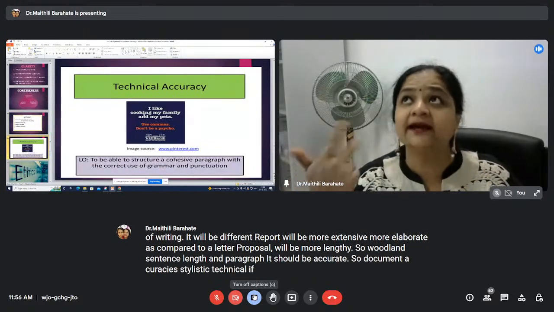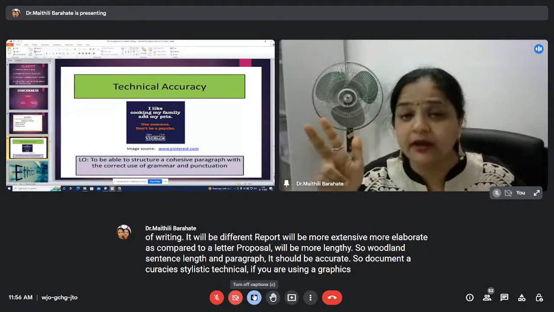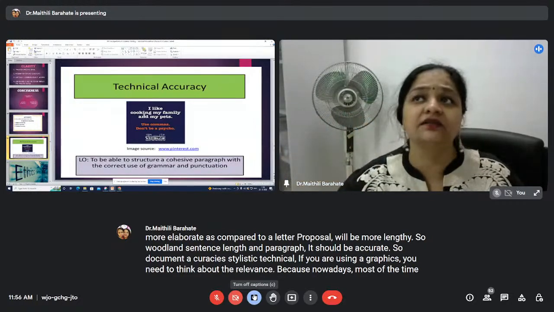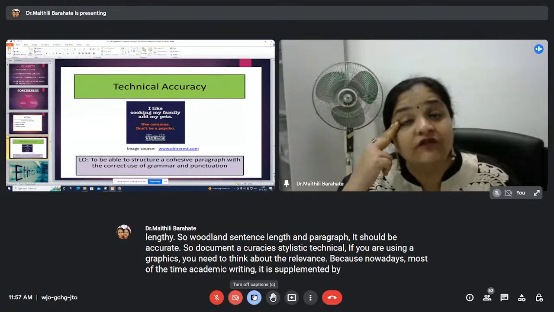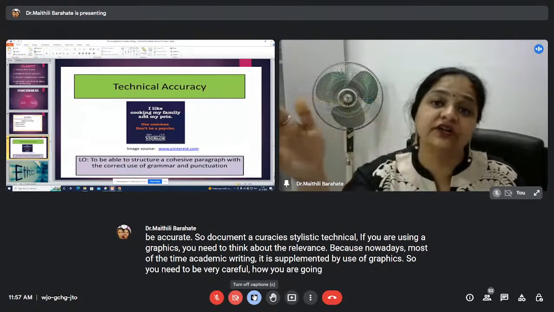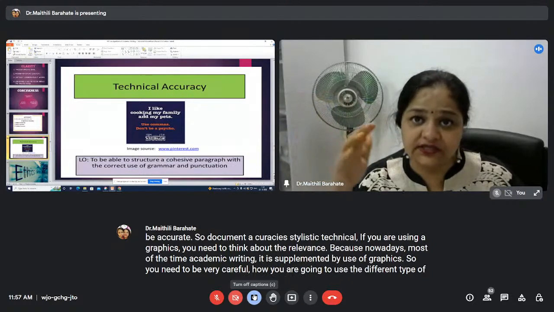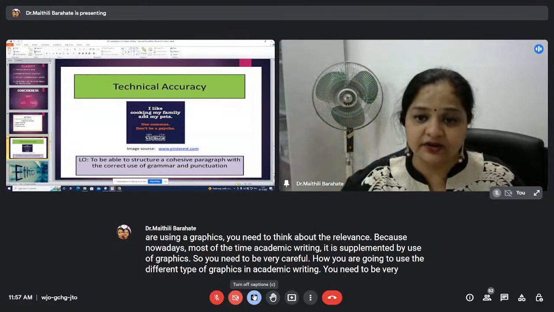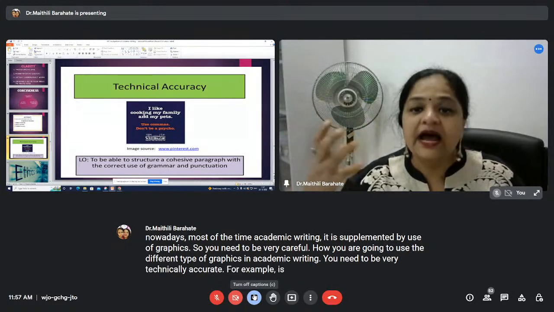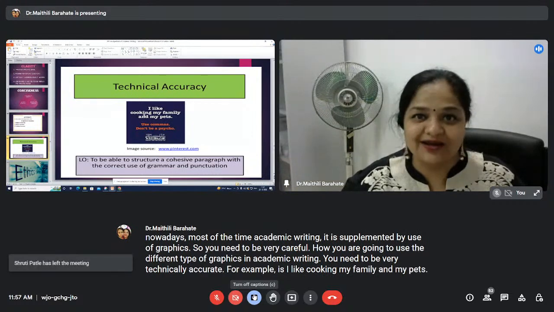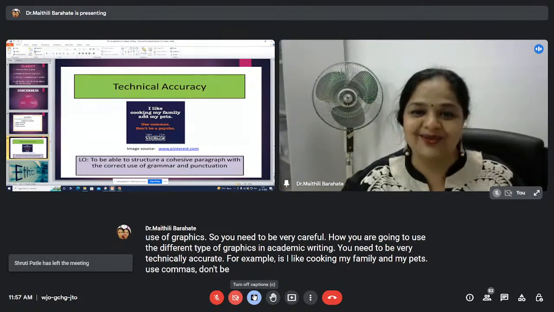If you are using graphics, you need to think about the relevance, because nowadays, most of the time, academic writing is supplemented by the use of graphics. So you need to be very careful how you are going to use the different types of graphics in academic writing. You need to be technically accurate. For example: I like cooking my family and my pets. Use commas, don't be a psycho.